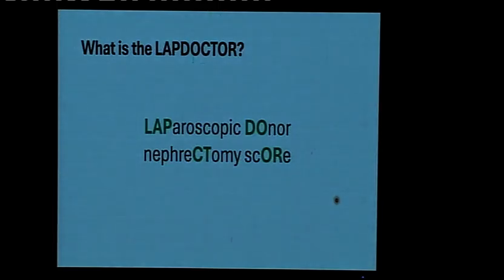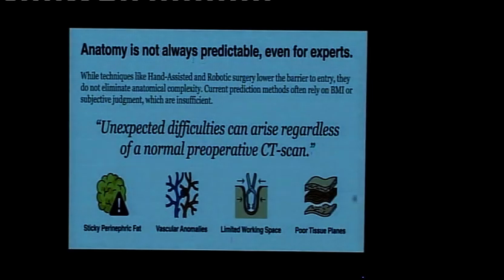What is the LAPDOCTOR? The LAPDOCTOR is short for Laparoscopic Donor Nephrectomy Score. This score has been created for 2 main reasons. The current prediction methods rely on certain specific parameters like the body mass index, the perinephric fat thickness, and certain subjective tools. These are not sufficient. And the second reason is the anatomy is not always predictable. Unexpected difficulties can arise during the surgery, even if the patient has a normal preoperative CT. You may encounter sticky perinephric fat, complex vascular anatomy, limited working space, and adhesions, creating poor tissue planes.